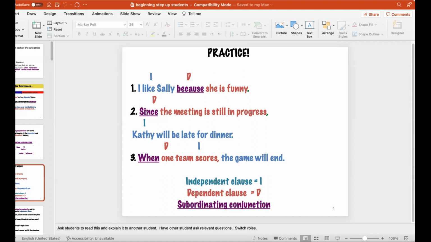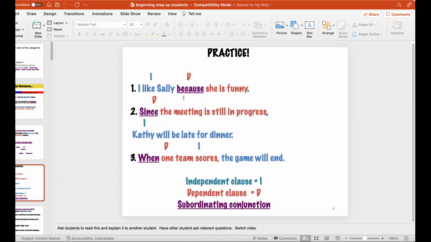If I have the dependent clause first, I have my glue word, my subordinating conjunction. This is the dependent clause, this is the independent clause, and it's this glue word that made this clause dependent. The meeting is still in progress. Simple sentence. Kate will be late for dinner. But if I put "since," it's also meaning there's a reason she's going to be late, right? And I can have the dependent clause first and the independent second, or the independent first and the dependent second.